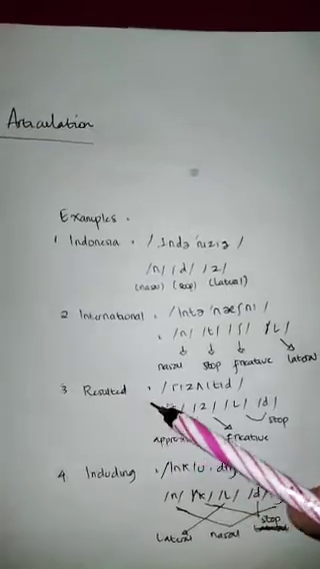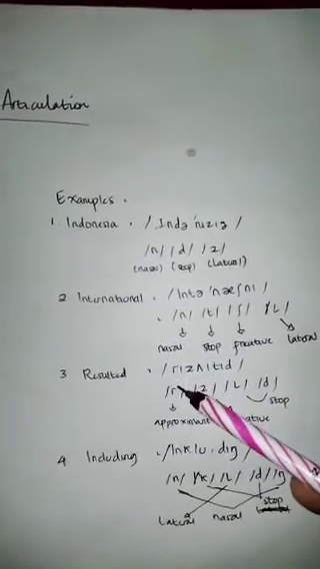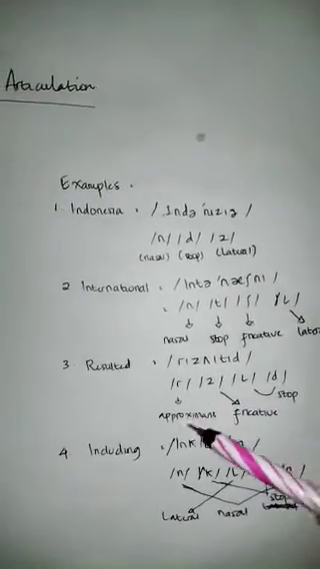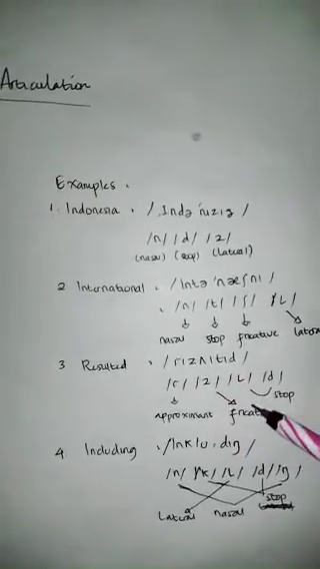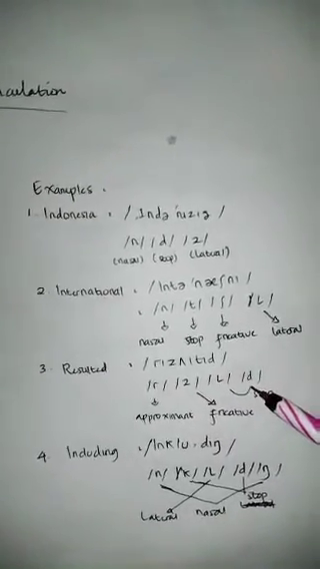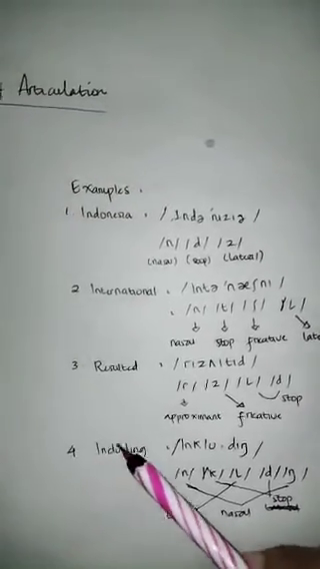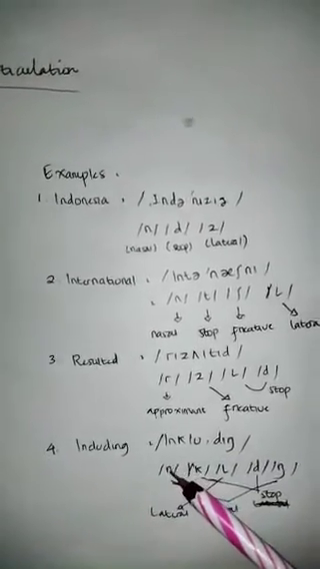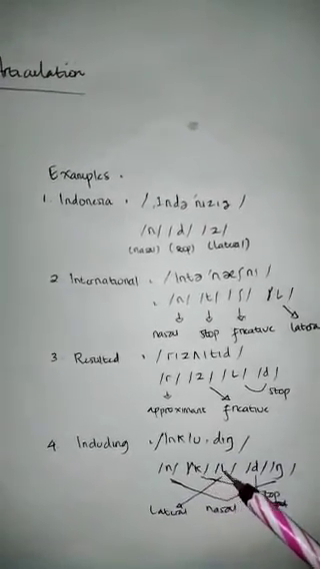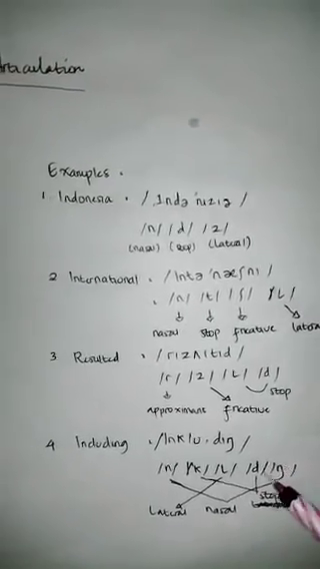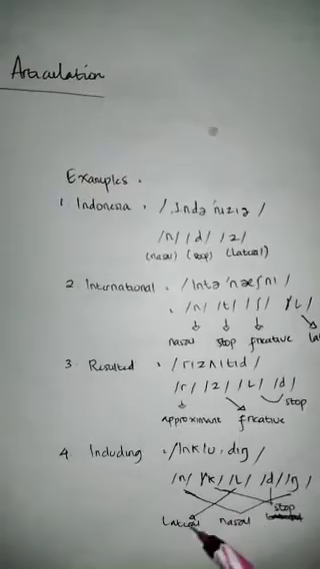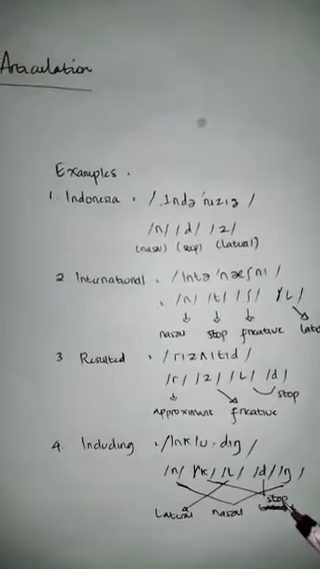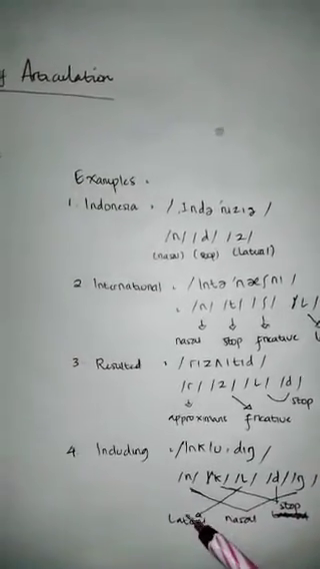Number 3, resulted. The sounds are r, z, l, t. R is approximant, z is fricative, l is lateral, and t is normally a stop. Number 4, including. This is the phonetic transcription of the word including. The sounds are n, k, l, d, ng. N and ng are normally nasal. K and d are normally stops. L is normally lateral.